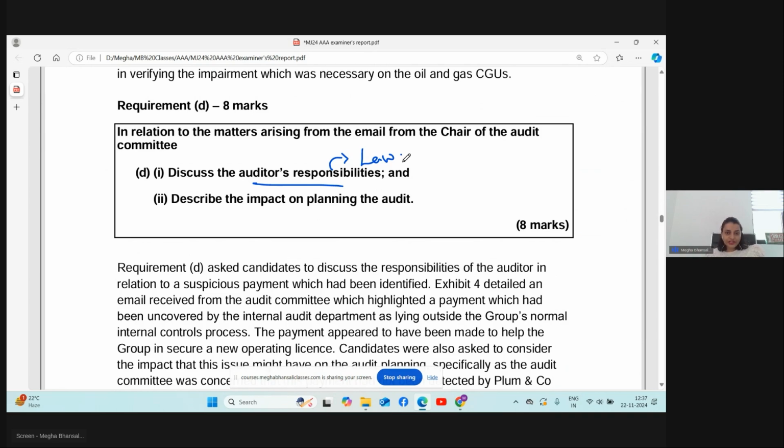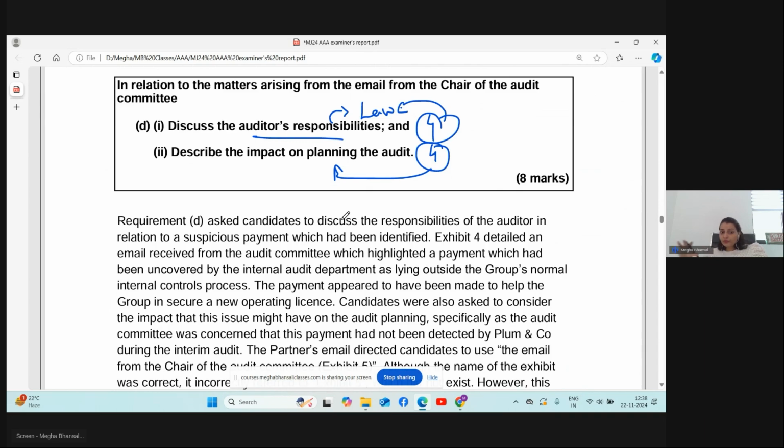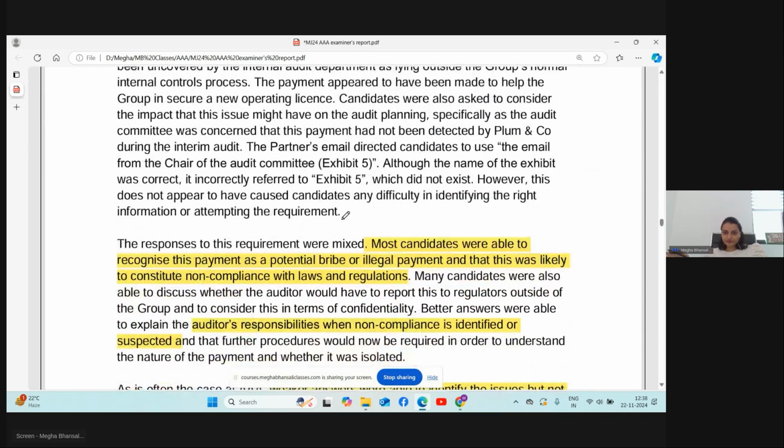Again, it's for 8 marks. So four marks you can split here: 4 points of auditor's responsibility in relation to consideration of law and regulation, and 4 marks for determining, if I know there is a non-compliance with the law, then how do I go about auditing it? That is what was expected. However, they've said overall it was a poor answer.